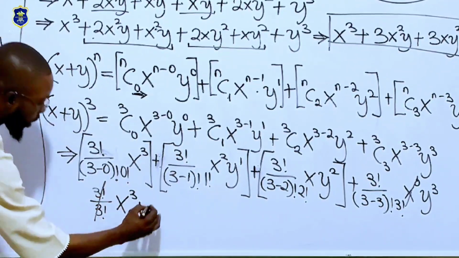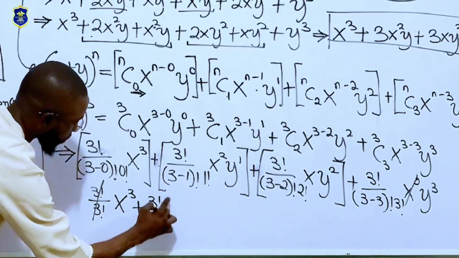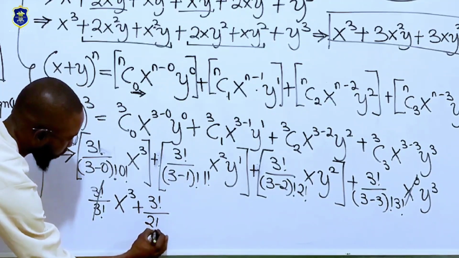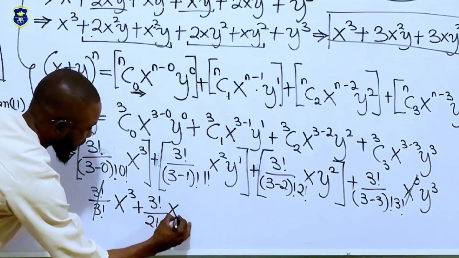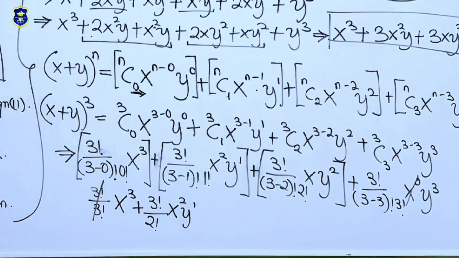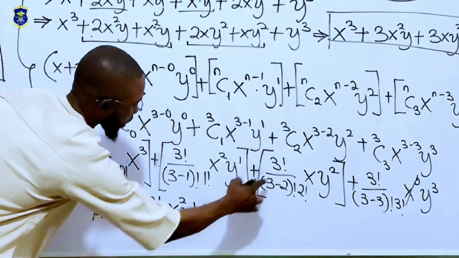Plus, for this, we're going to have what? 3 factorial over what? (3 minus 1) is 2 factorial. Right? And 1 factorial is 1 factorial. And then we have x raised to the power 2, y raised to the power 1. Plus what? Let's continue with this.